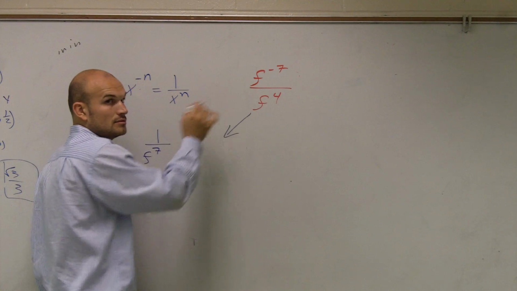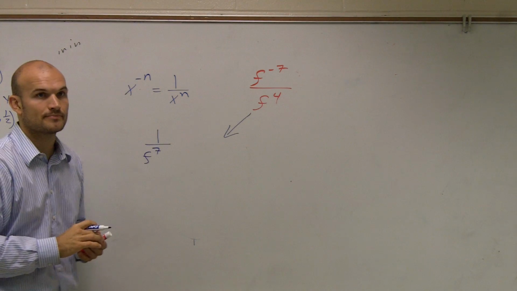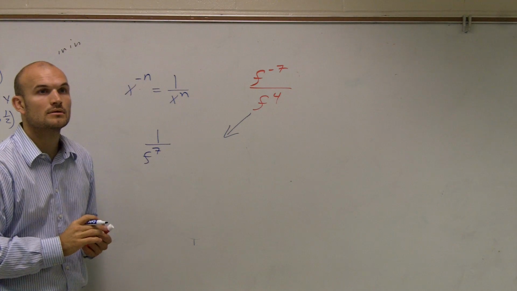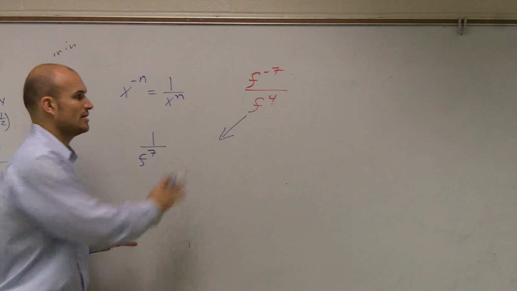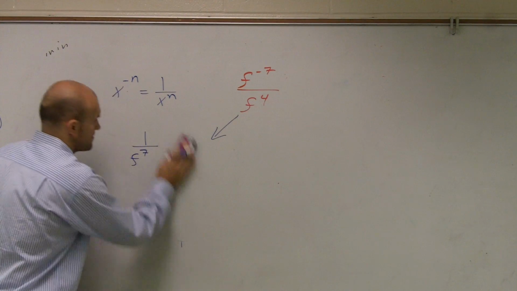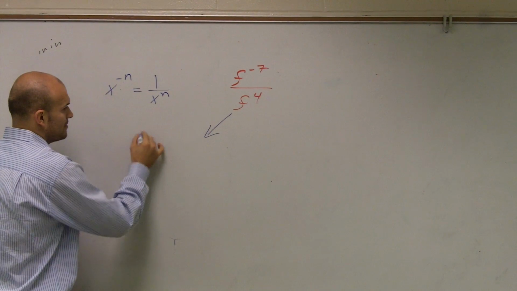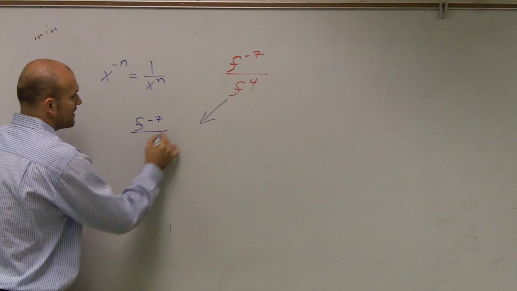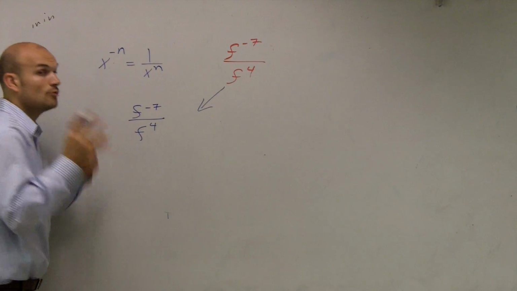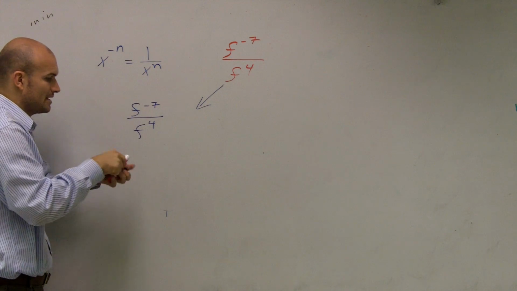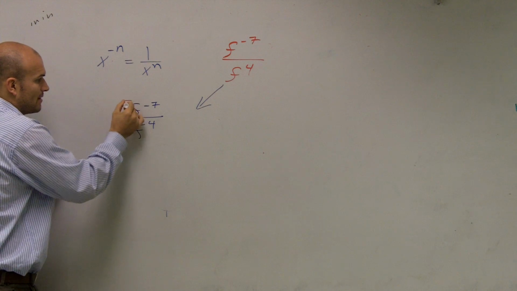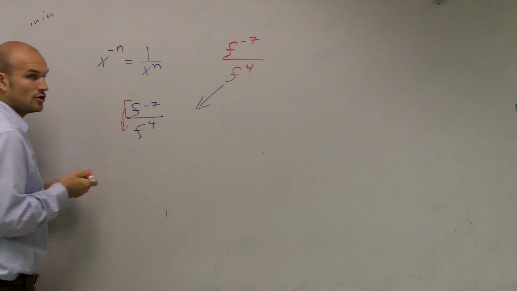I'm showing it one different way. So what I'm saying is, here's the problem: f to the negative 7th divided by f to the 4th. By using the rule of exponents, when we have a negative exponent, it now goes to the denominator. So this term, if I want to make it positive, has to go to the denominator.